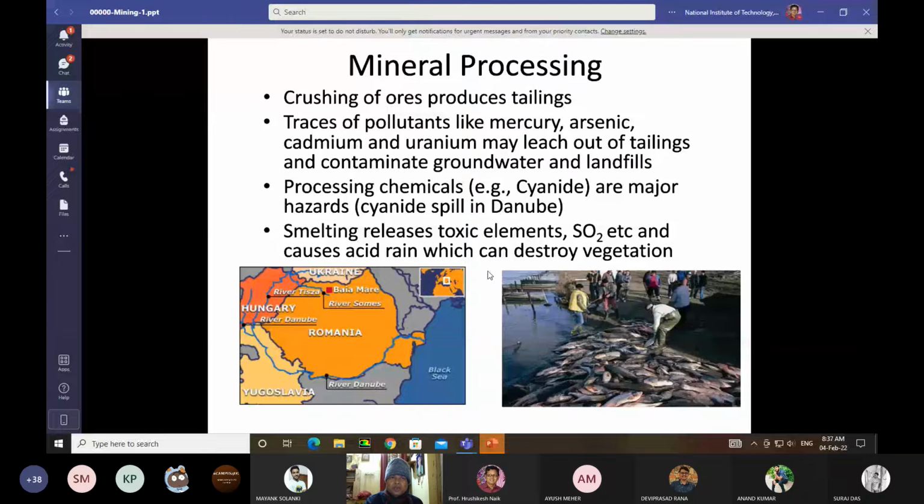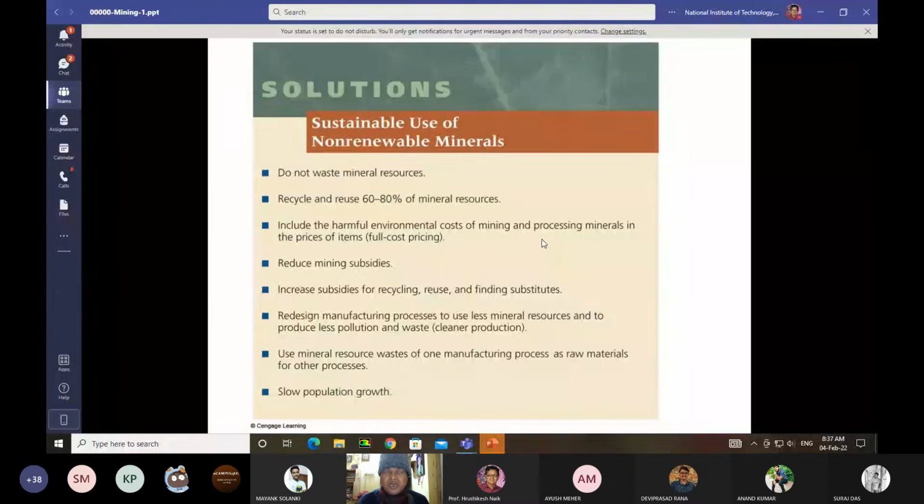So what are the solutions? How to protect the environment? You have to go for sustainable use of non-renewable minerals. The solution is sustainable use of non-renewable minerals. Do not waste mineral resources. Recycle and reuse 60 to 80% of mineral resources.